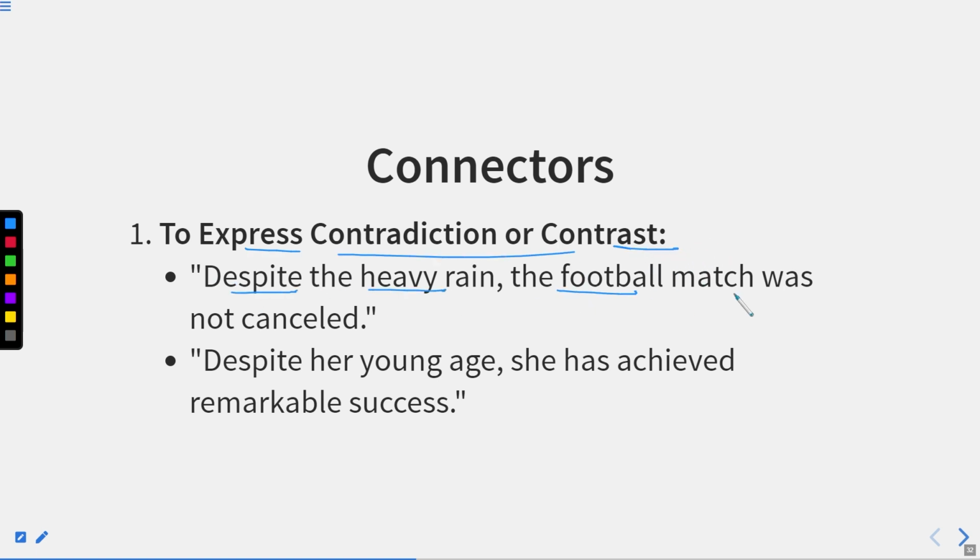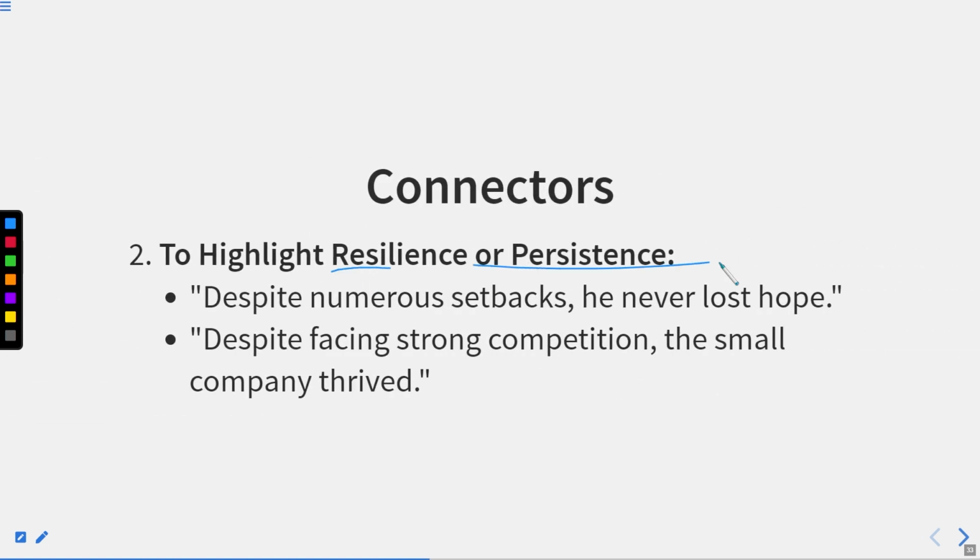Despite the heavy rain, the football match was not cancelled. It means there was heavy rain, but that does not matter at all. That was totally irrelevant. In fact, the football match was not cancelled. Though there was heavy rain, that did not affect their match. Despite her young age, she has achieved remarkable success. It means though she was very young, she has achieved remarkable success.